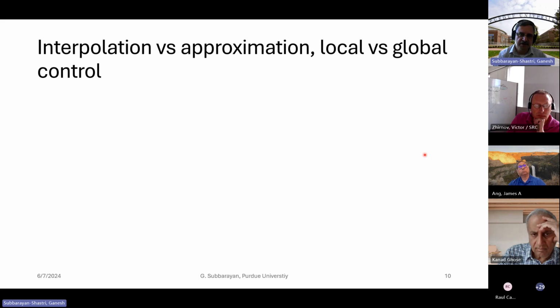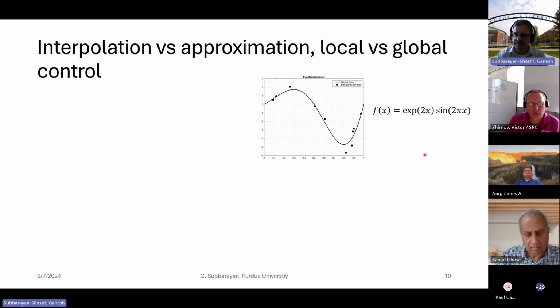Now, I'm going to talk a little bit about a topic that is very well studied in CAD literature, in geometric modeling literature, and that is the idea of interpolation versus approximation, and this notion that they have both local or global control. Let's take, for example, a simple function like the one that I show here. F of x is x e to the power 2x sine of 2 pi x. And I'm looking at a small region of that function.